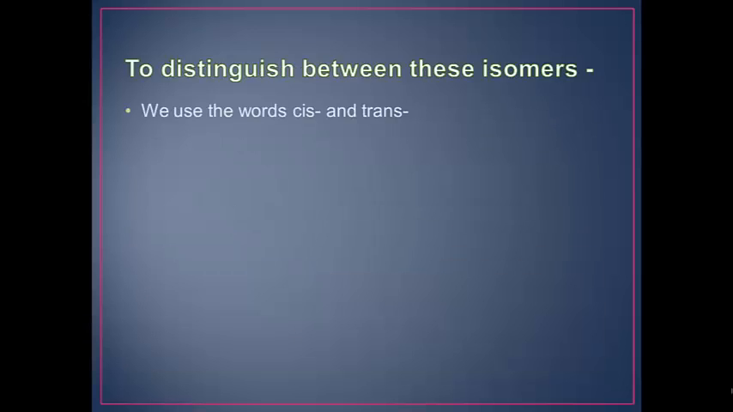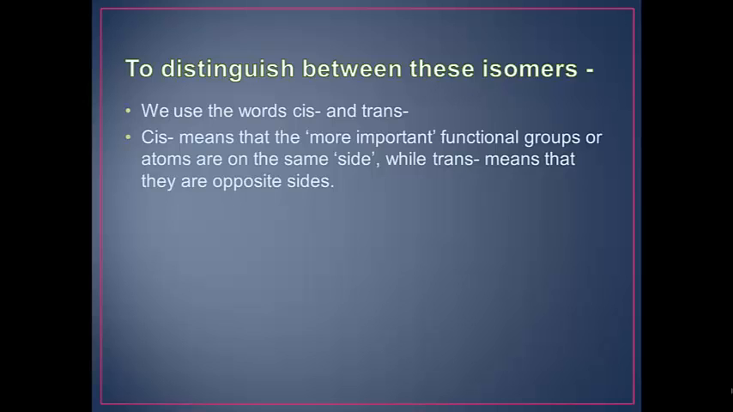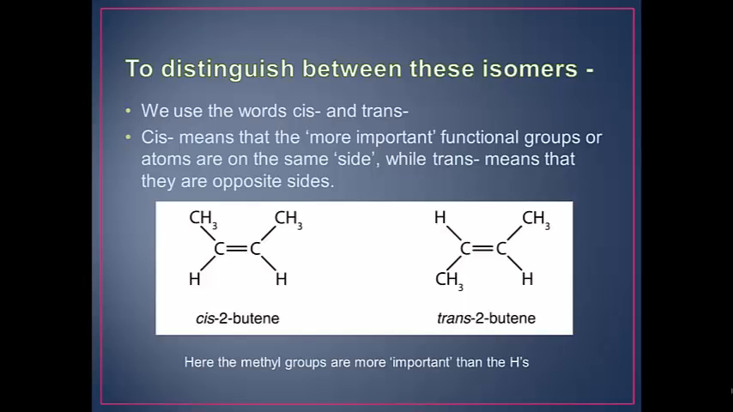To distinguish between these isomers, we use the words cis and trans. Cis means that the more important functional groups or atoms are on the same side, while trans means they're on opposite sides. So that first example would be called cis-2-butene because it's 4 carbons in a row. You have your double bond in there, and then the other one is called trans-2-butene.